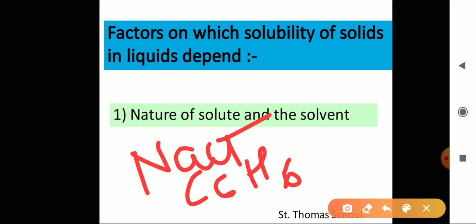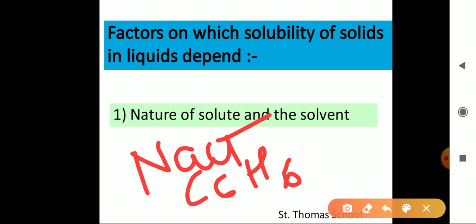Solubility in general is the result of three kinds of interparticle interactions, that is solute-solute, solute-solvent, and solvent-solvent interactions. These three kinds of interactions take place in general. So the nature of solute and the solvent matters. There is a principle in chemistry which says like dissolves like, right?